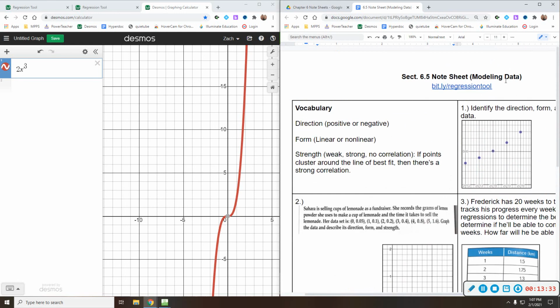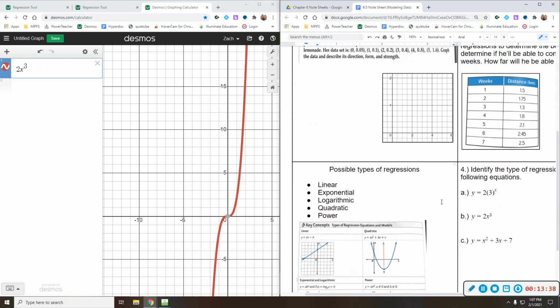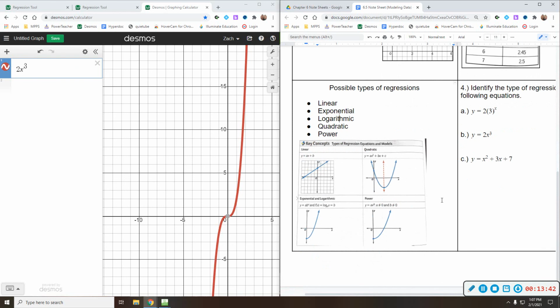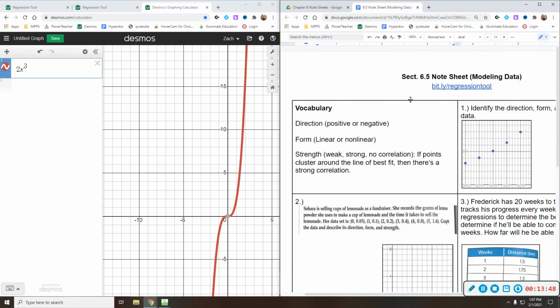Remember that this tool will be really useful for you since you're using Desmos primarily. If you want to see how to do this in the graphing calculator, you can take a look at Mrs. Pepper's videos. Those are linked in Classroom as well. But otherwise, that wraps up the modeling section here.